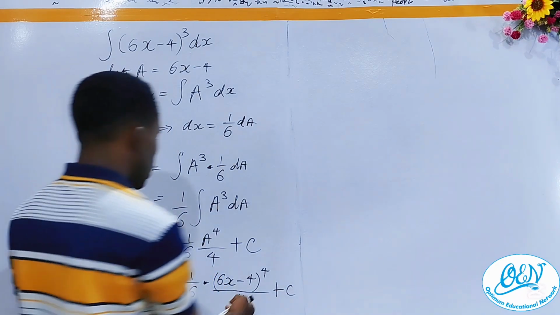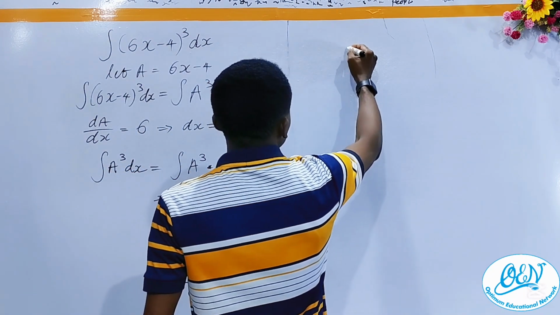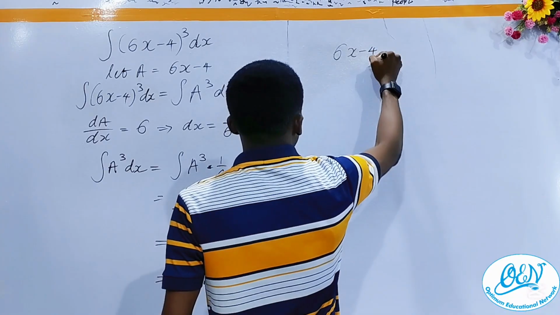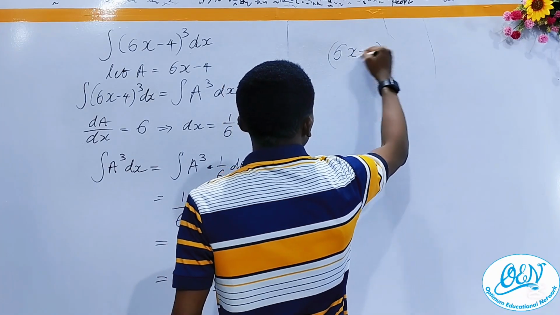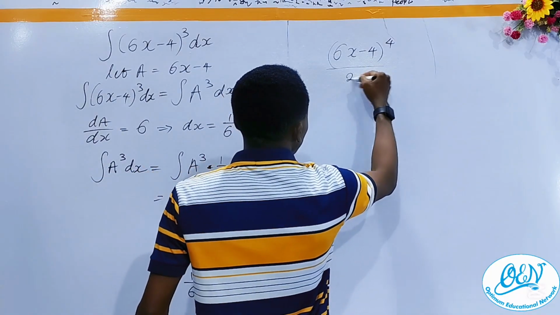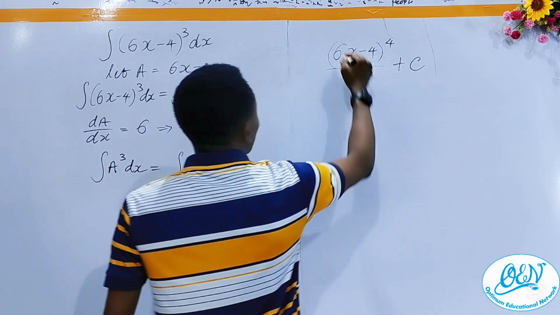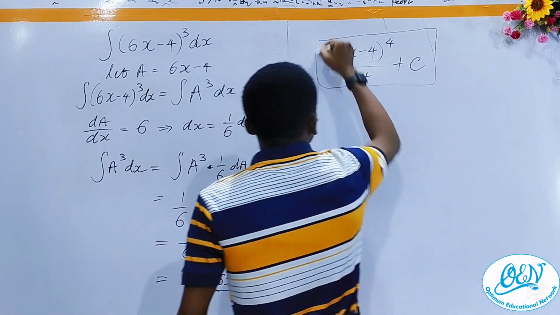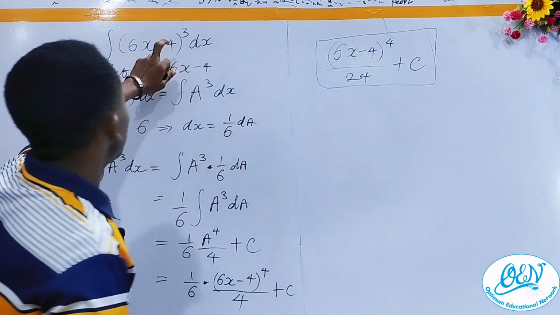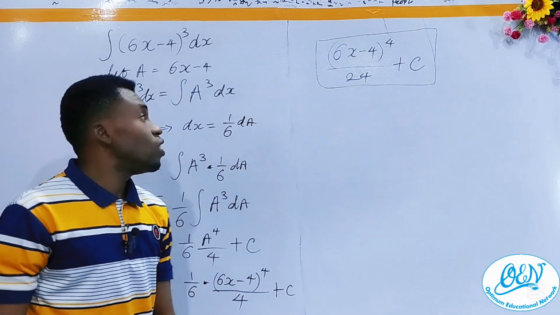So finally, let's move this over to here. Finally, we have 6x minus 4 raised to the power 4 over 6 times 4, which is 24, plus c. So this is the integral of this. Very simple.